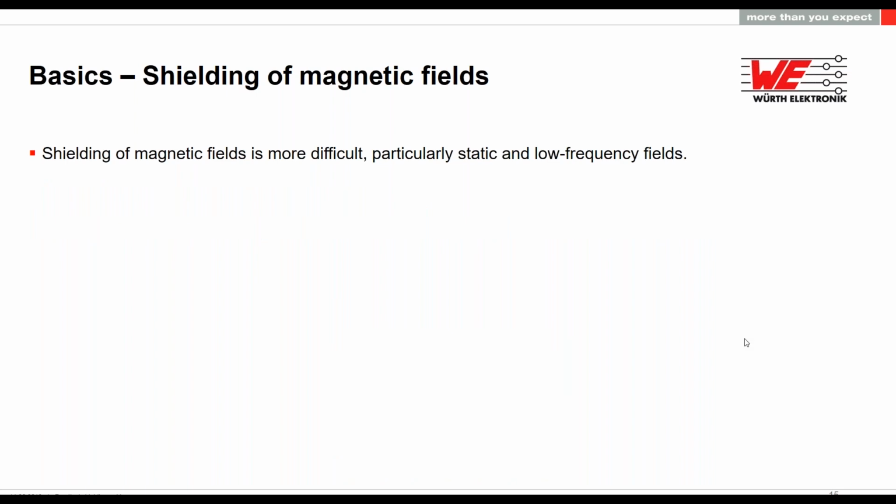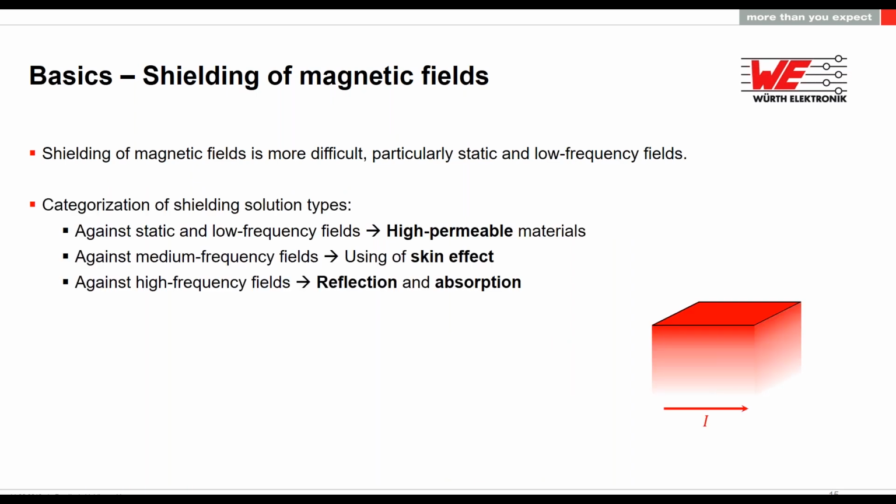On magnetic fields, it is a bit more difficult. The main solutions can be divided in the following. On low frequencies and static fields, we normally use high permeable materials. Against medium frequency fields, we normally use the skin effect. And on high frequency fields, we have reflection and absorption. This depends on the materials we use, as we will see afterwards.